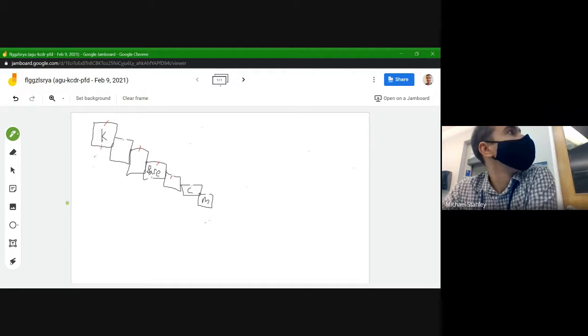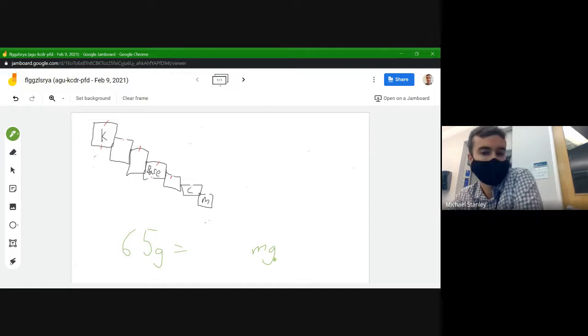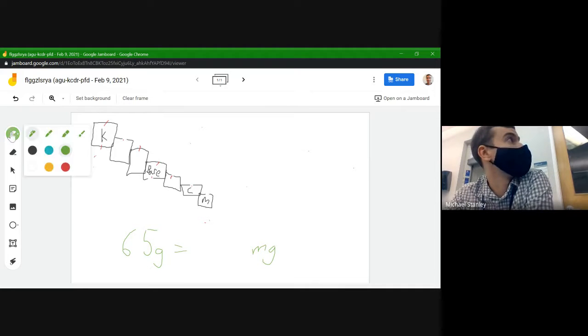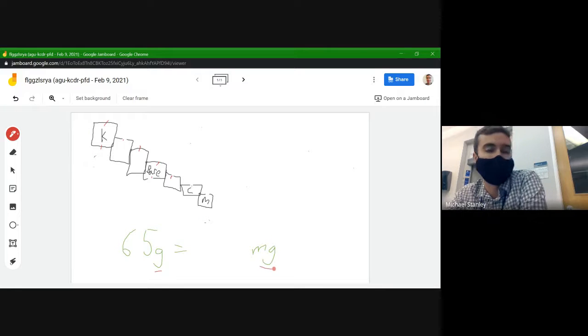So I have 65 grams, and I want to know how many milligrams is that? So we've got grams, and I want to convert these grams into milligrams. First things first, I'm going to have you guys help me out a little bit on this one. Where is my starting point? Where am I going to start on our ladder here?